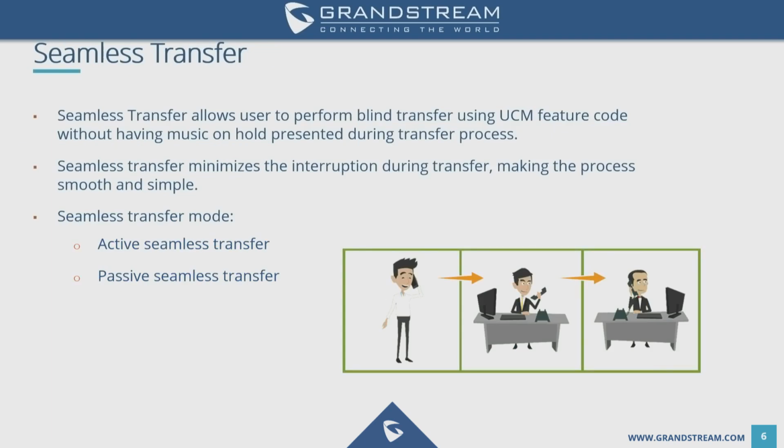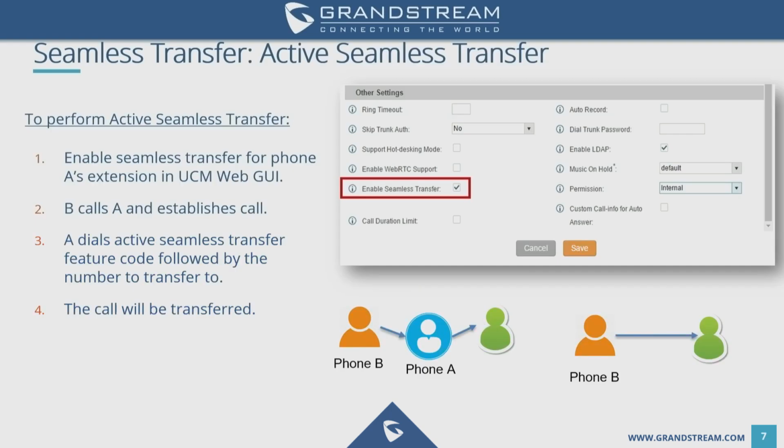Seamless transfer, you will see that we support seamless transfer, passive and active, so 2 of them. All you need to do is go to the web interface and of the menu of the extensions under other settings, and then you want to allow that, and then you want to enable it from the feature codes, general feature codes of the UCM. So you've got active transfer and passive transfer. So seamless transfer allows you to make a blind transfer using the UCM feature code without any music on hold presented during the call. So the difference, we'll show you the difference. Actually, you basically need to know, just follow the steps to perform an active seamless transfer and then the passive seamless transfer. And very simple, this is where you enable it. At the extension level, you just go to other settings and enable that.